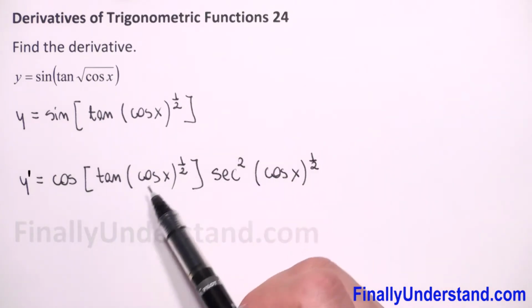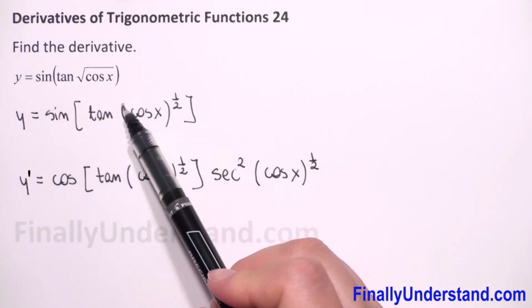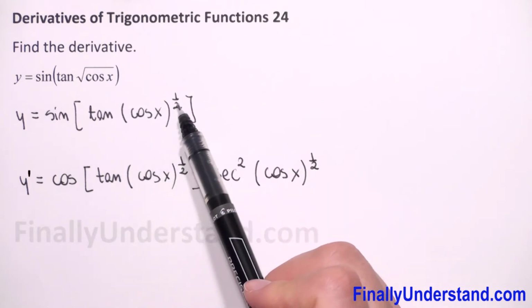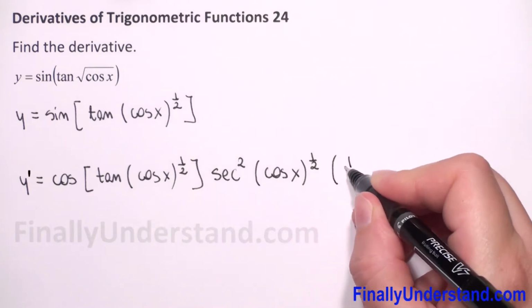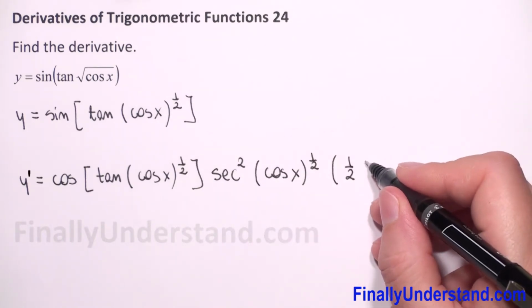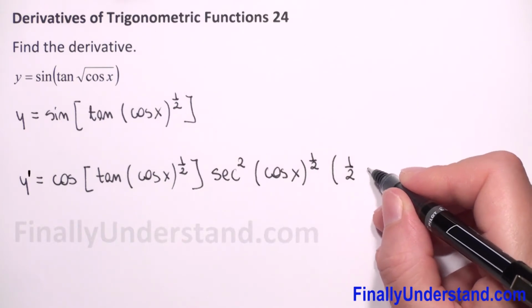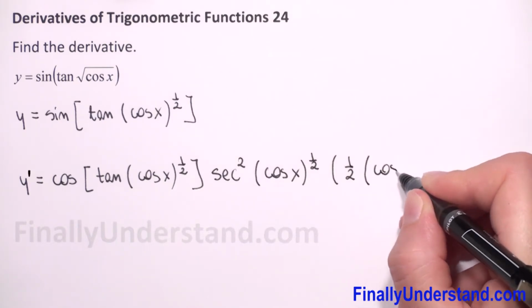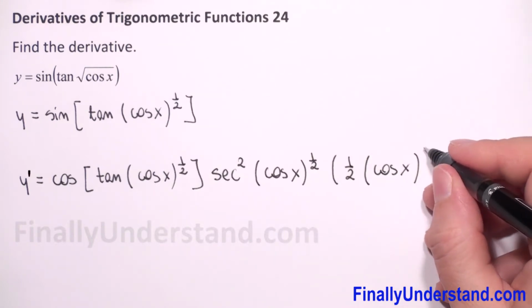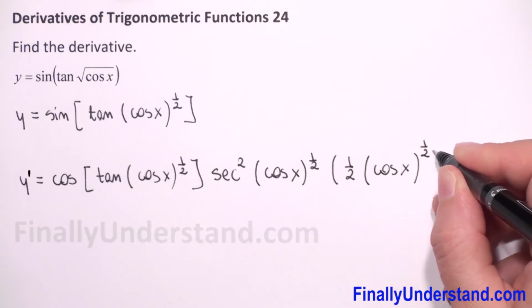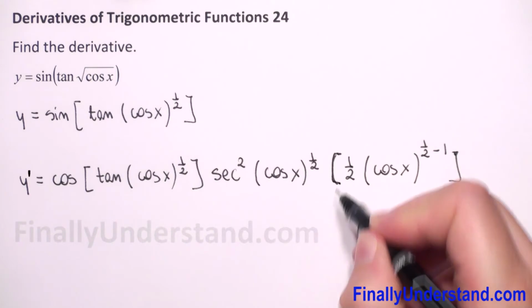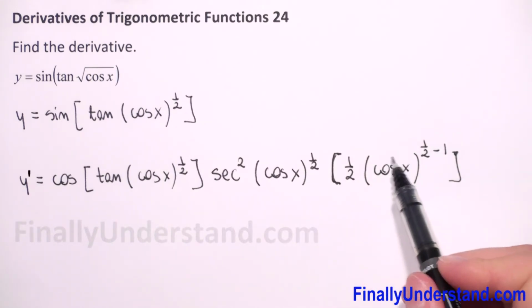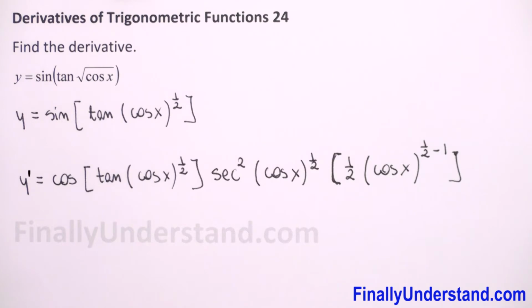And now again we have to find the derivative of the function which is inside. We have here the power. So first we have to take down this 1/2, so it will be times 1/2, and in parentheses we will have cosine of x to power 1/2 minus 1. We can change this to brackets because we have too many parentheses, times the derivative of cosine, which is negative sine.